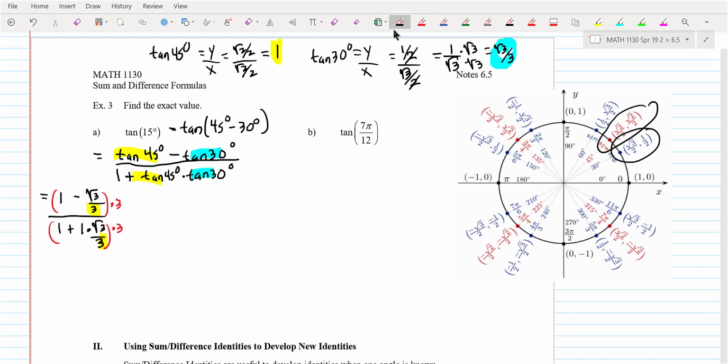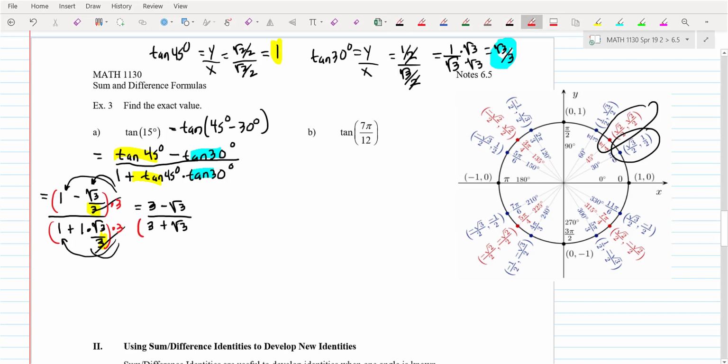And don't forget, you're doing a distributive property. So you're doing 3 times 1 is going to give 3. Then when you go to the next one, the 3's cross out, leaving you minus root 3 like that. Same thing happens in the bottom. You're doing a distributive, so 3 times 1 is 3. And then when you go to the second part, the 3's cross out, and that gives you that. Okay, now what we need to do now is we got to rationalize the denominator.